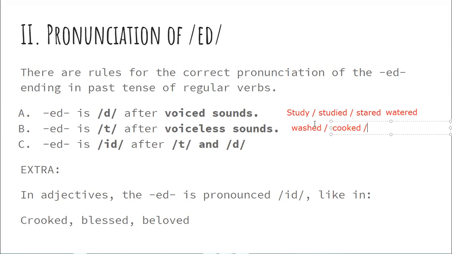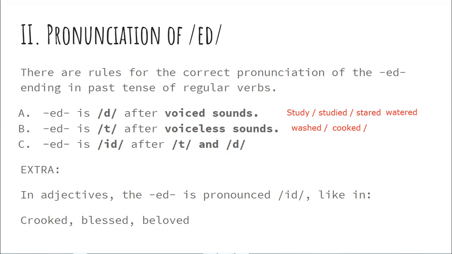Cata Rojas, can you help me with this one? How would you pronounce these past verbs? Haciendo lo que mencionamos. Cooked. Yes, perfect. El otro? Washed. Perfect. Good. Okay.